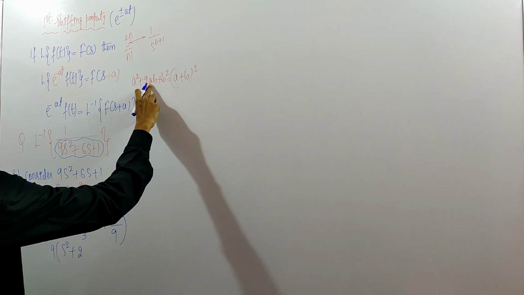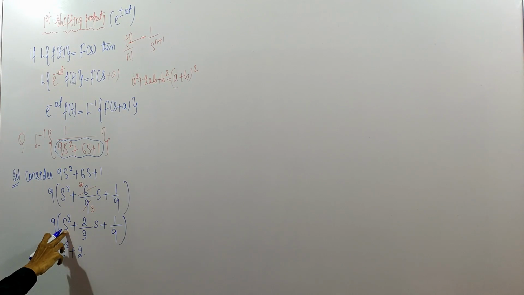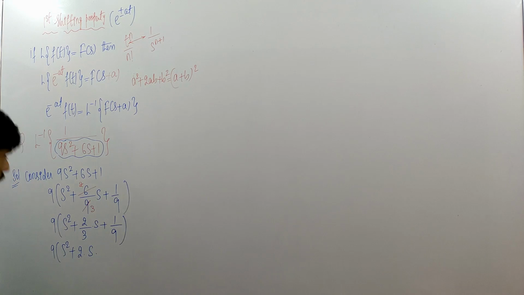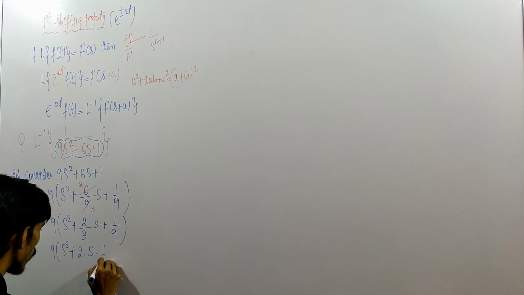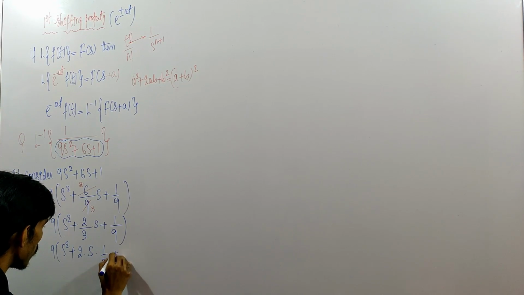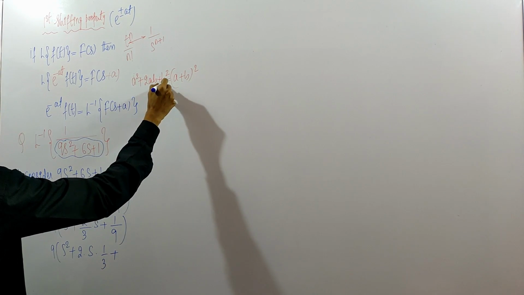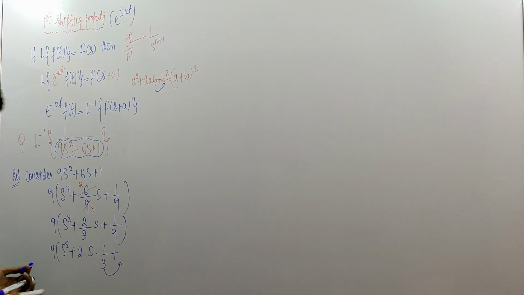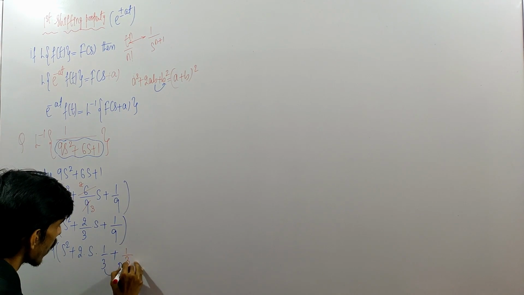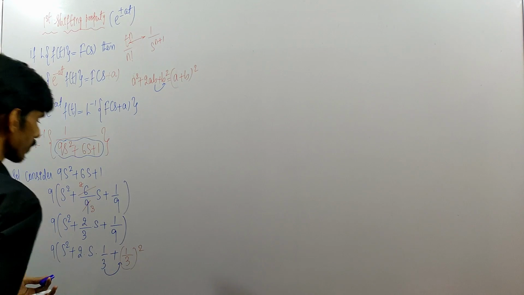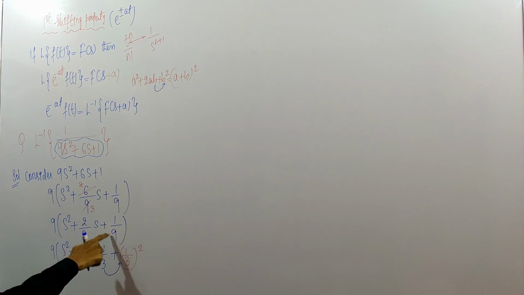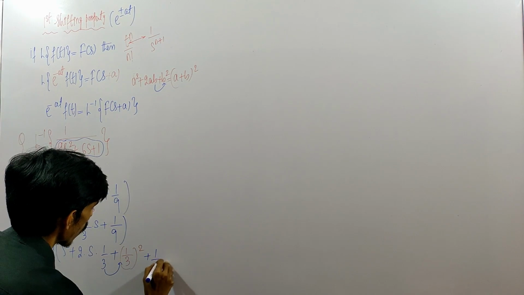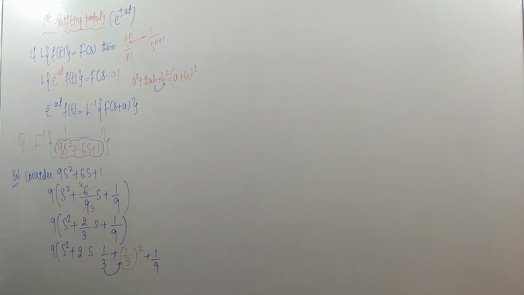Now here we have a, the first term. Here we have s as the first term. Now we have 2 and we have s. What is left? 1 by 3 is left. So we will write down 1 by 3 plus, here we have b, we will take b square. So here we have 1 by 3, so we will take 1 by 3 square. Now here we have plus 1 by 9 as it is.